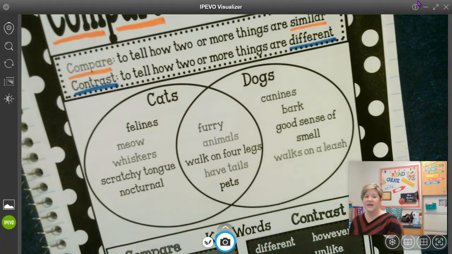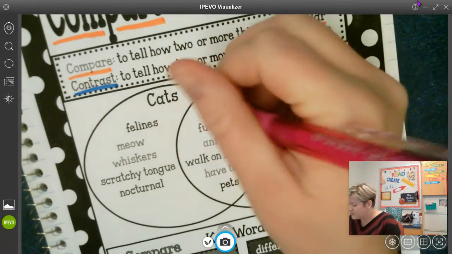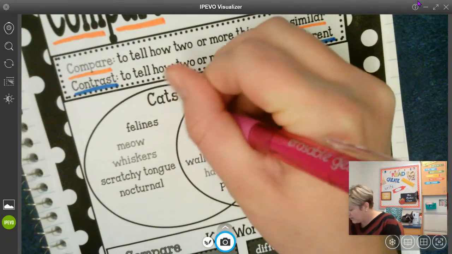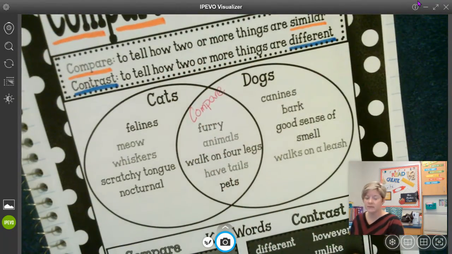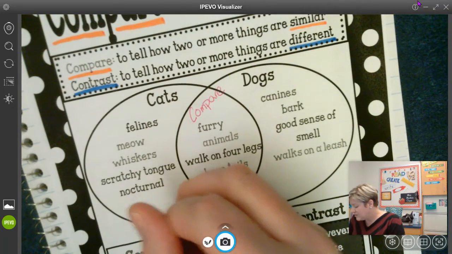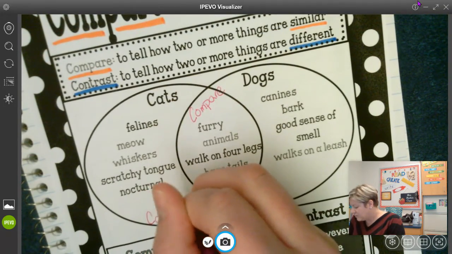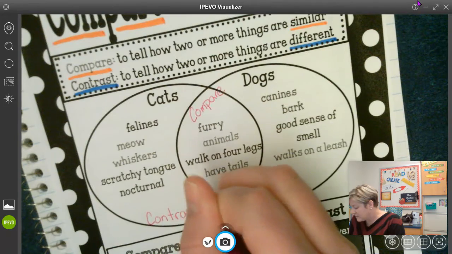Okay, so let's add that note in there so that we have that visual. So in the middle, we are comparing. I'm just going to write compare. And then out here on the edges, this is where we do our contrast.